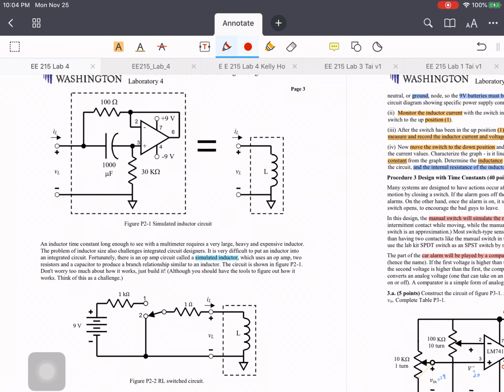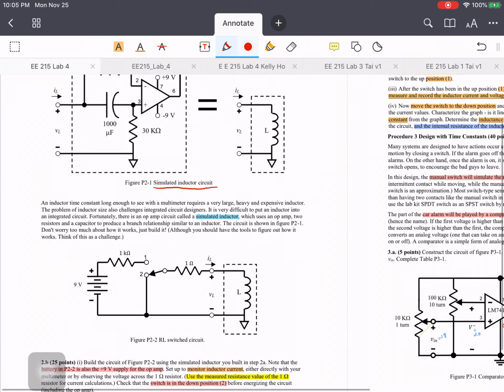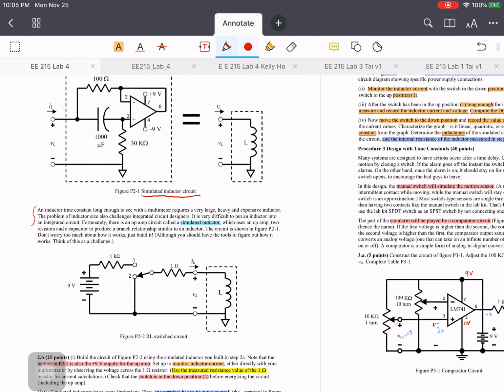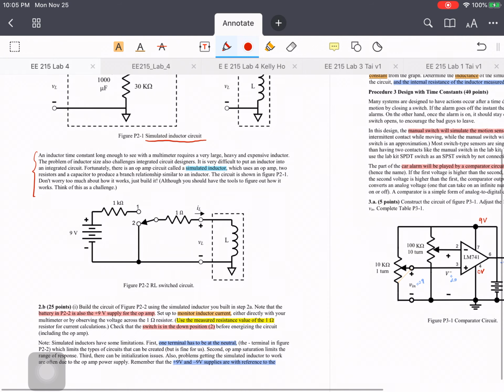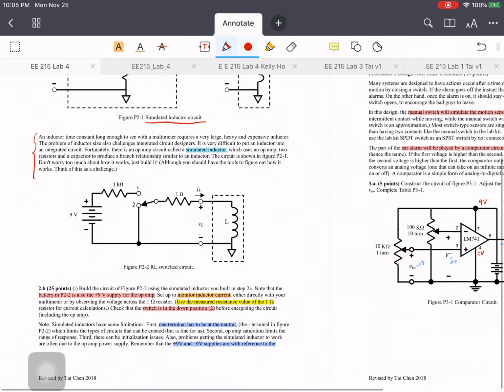Because there are many disadvantages of that model, in this procedure it also introduces another model called the simulated inductor circuit. And this part is an introduction for this circuit. So now we move on to procedure 2B. In 2B, you have to build the circuit of this figure using the simulated inductor you built in 2A.